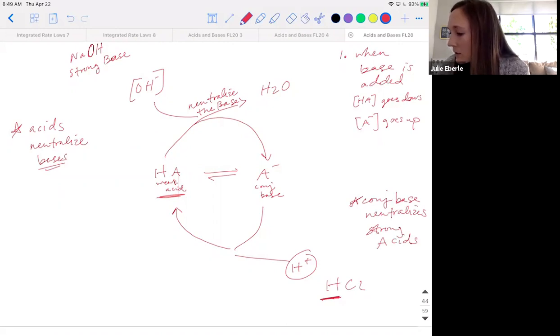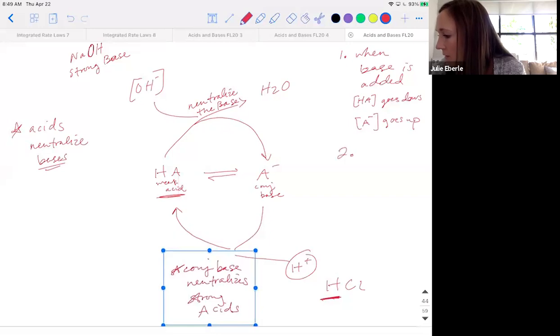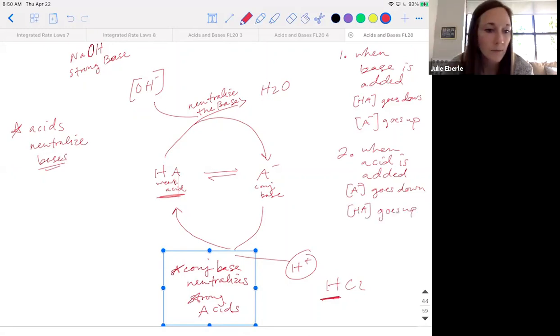So point number 2, and I actually might move that right down here, because point number 2 is that when acid is added to the buffer, the concentration of A minus goes down. Concentration of HA goes up because we're going to make more of it.